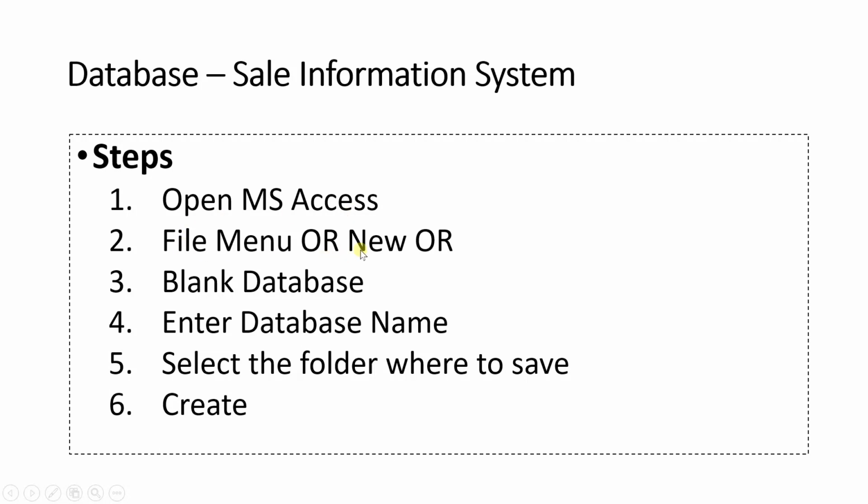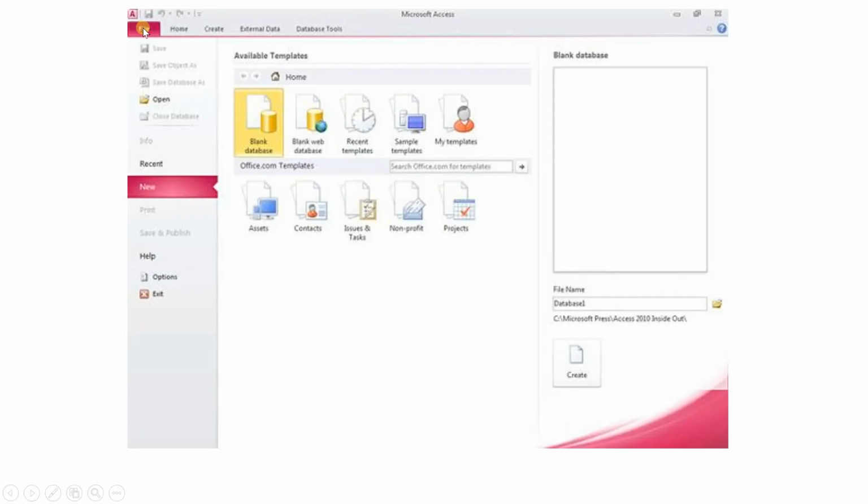then going to the File menu, then New, or directly clicking on Blank Database. Then we enter the name of the database, select the folder where we want to store it, and by clicking the Create option, we create the database. So this is a sample: when you open MS Access, you can go to the File menu, and here you will see the blank database. From here, you enter the name of the database and the folder where you want to store it, and then we create it.